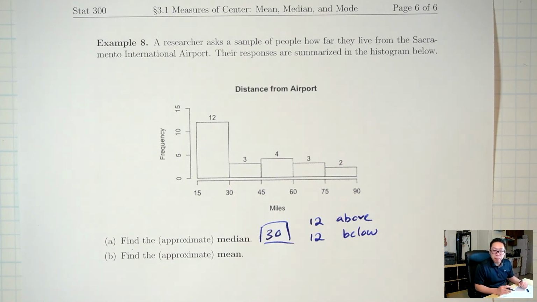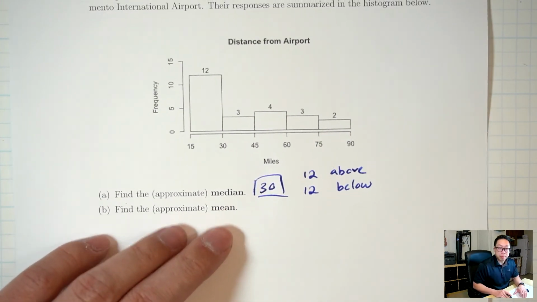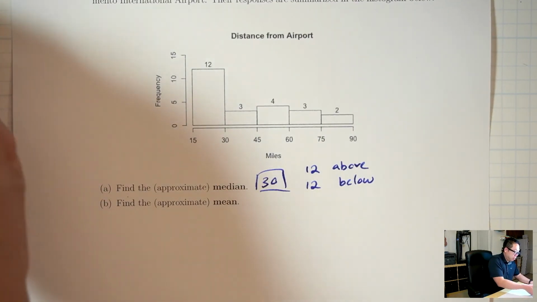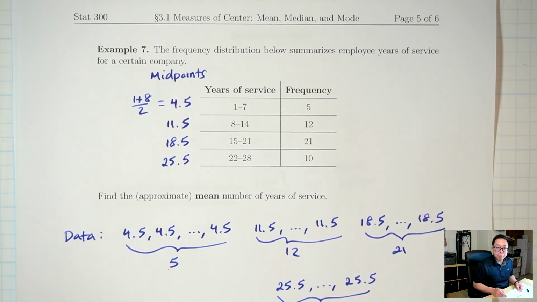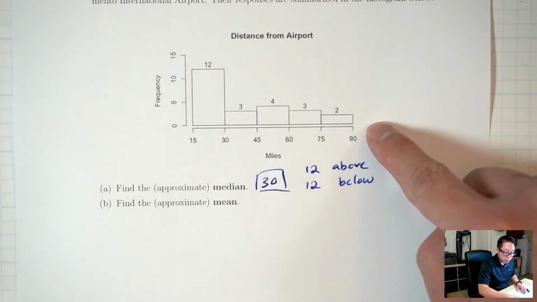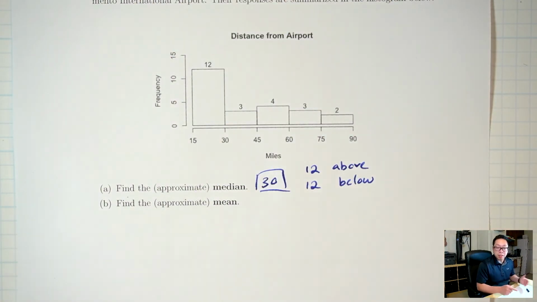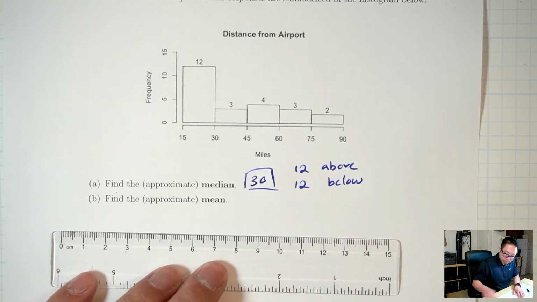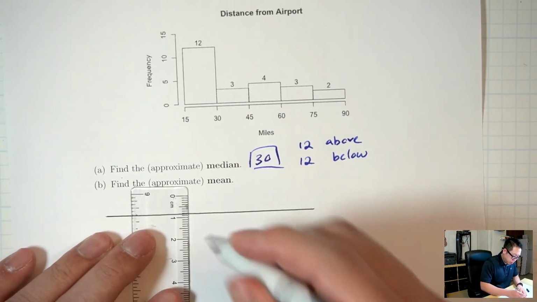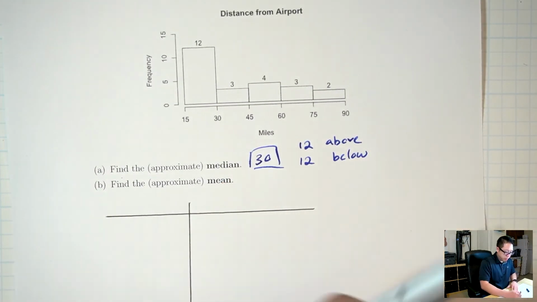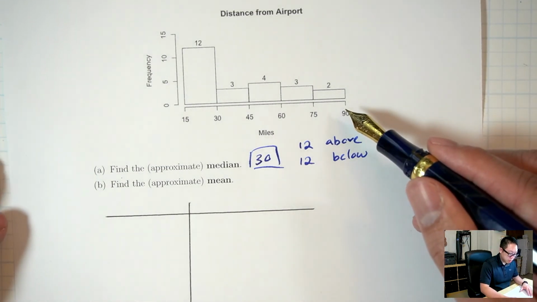as below. What about the mean? Well, we know how to find a mean if we have a table, and we know how to go from a histogram to a table. So that's the idea. We're going to go from a histogram to a table, and then we're going to do exactly what we did in example 7. So let's first make a table.